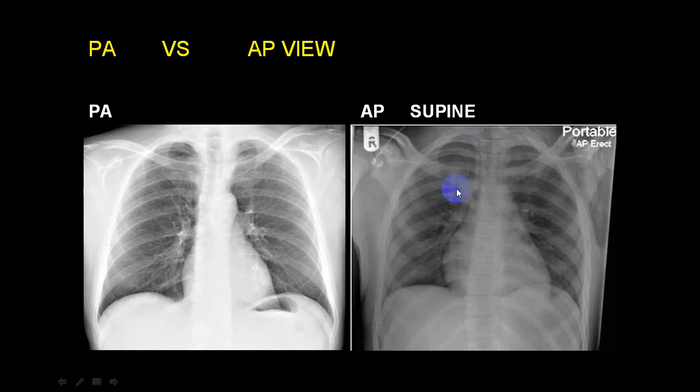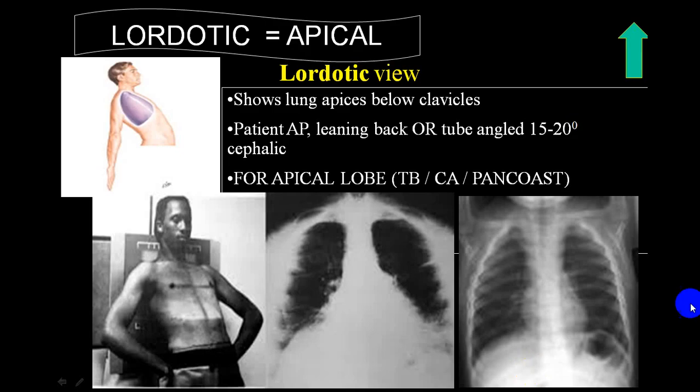The clavicle will interfere. Bronchovascular markings will not be clearly identifiable. Lungs will not be clearly seen. This is a portable, and here it is clearly mentioned: portable AP erect. So this is in an erect posture, that's why it is a little better. But if it is in a supine posture, it will be extremely difficult.